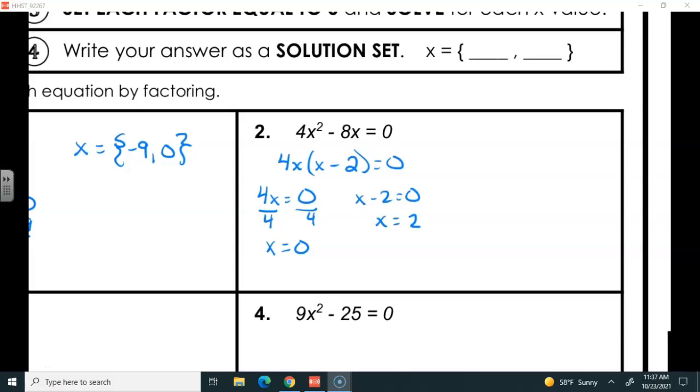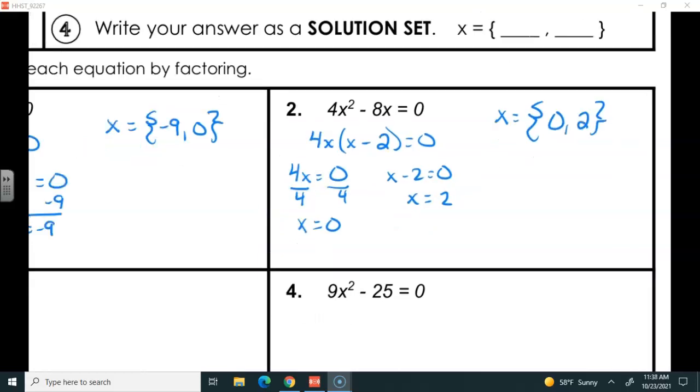Now some of you can do this without doing the process of writing those two factors down. Just be careful because sometimes you will leave out a factor, especially these at the beginning of the x. Okay, so we're going to finalize by putting our answers in a solution set, 0, comma 2.